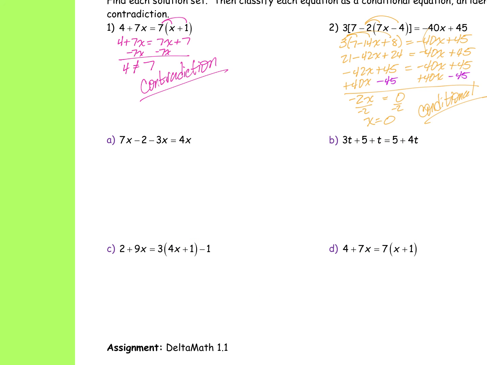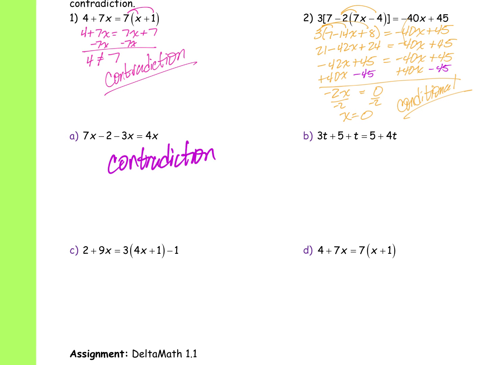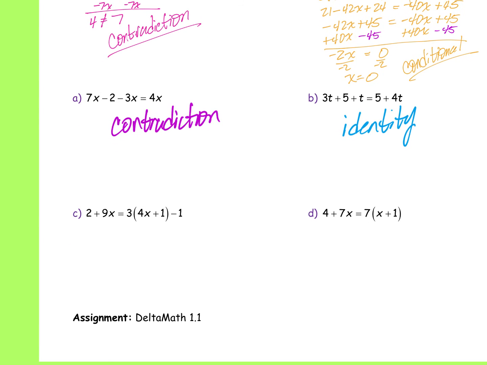Okay, so here we go. What is the answer for A? What type? Contradiction. Good. Whoa. Okay, let's try with a pen this time. Contradiction. If you guys need me to go over any of these, let me know. B is a what? Identity. Good. And C is a conditional. Good. Conditional, because you get x equals 0. Right? Do you need me to do that one?